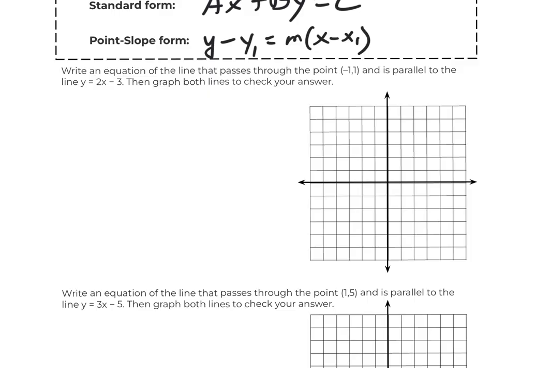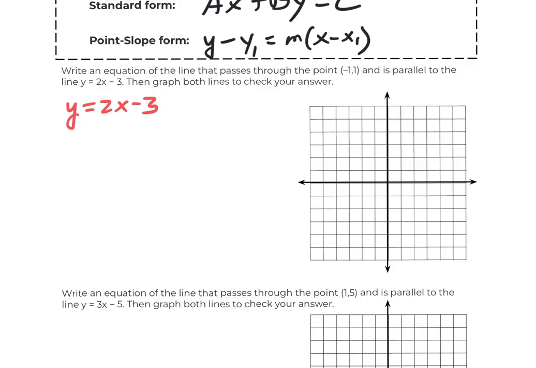Write an equation of the line that passes through the point (-1, 1) and is parallel to y equals 2x minus 3. So here's the first thing that I'm going to tell you today. y equals 2x minus 3. Okay, it asks us to graph both lines.